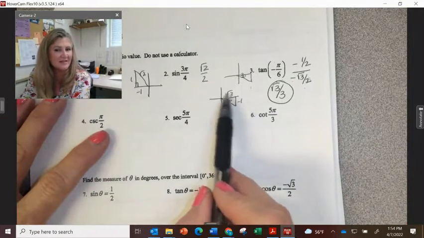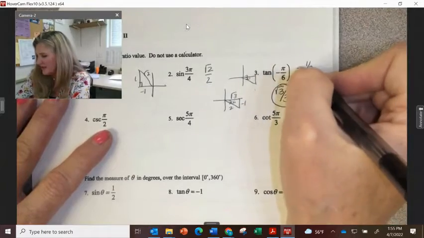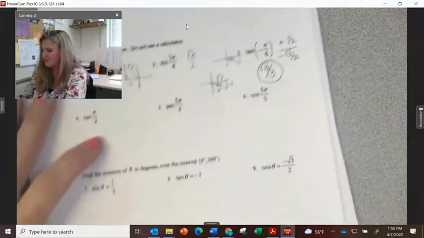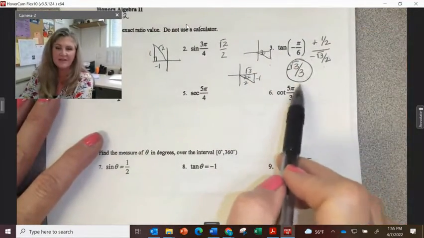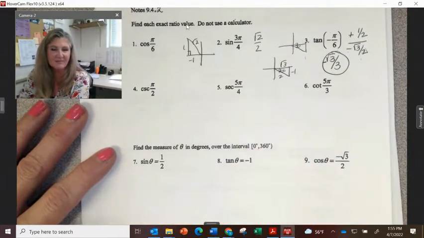Okay. See how we get the same answer? Oh, sorry. This should be a positive here, shouldn't it? Did I have it as a negative? No, I just looked at it wrong. This should be a negative on that. Negative radical 3 over 3. Good thing I checked with that.